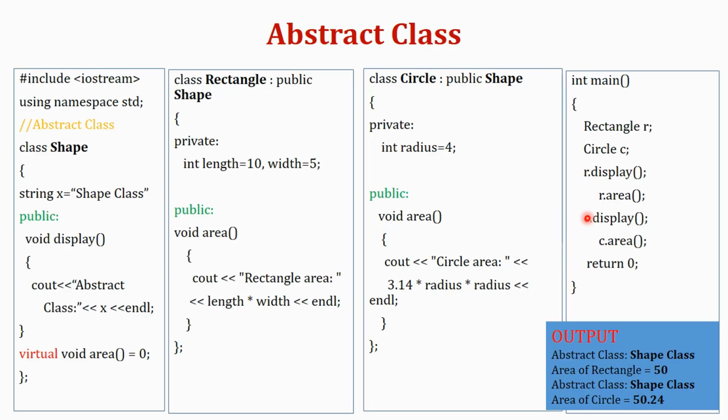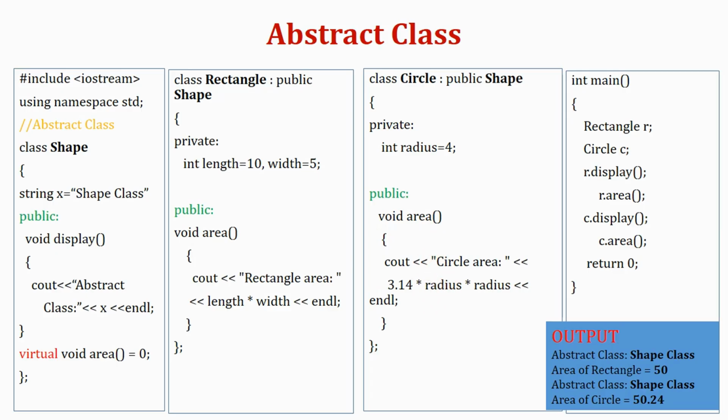Then again the control comes to the main program, then C.display. C belongs to the circle. So C.display means it will go to the superclass and print the value of x. What is the value of x here? Shape class. Again the control comes to the main program and then C.area. Now automatically it will invoke the class circle function, void area. It will override the superclass and the code will be executed here. Then we will get the result.